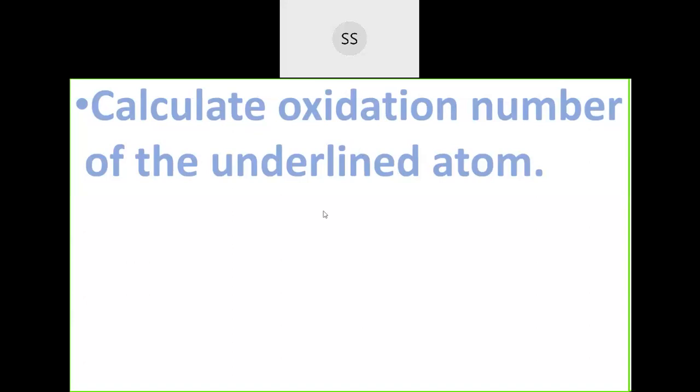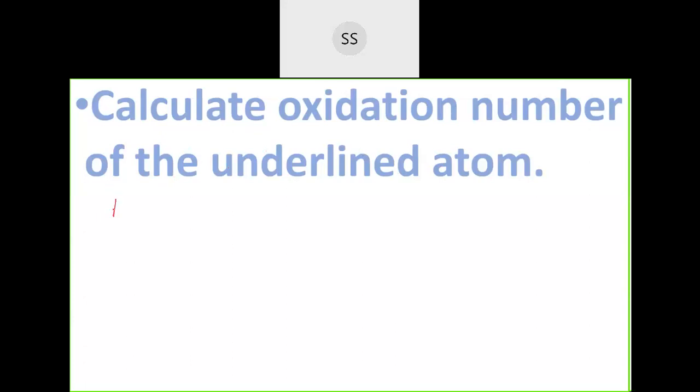So in yesterday's class, if you remember, we have done till here. We have done the calculation of one compound for calculating the oxidation state. So today we will proceed. Let us take a few more examples and understand how to calculate the oxidation state of a particular element.